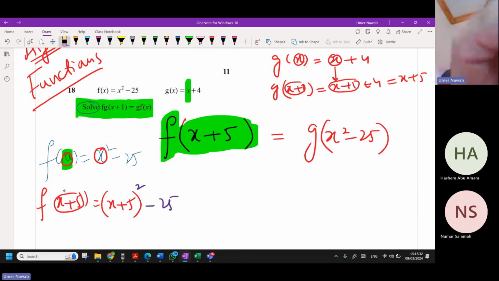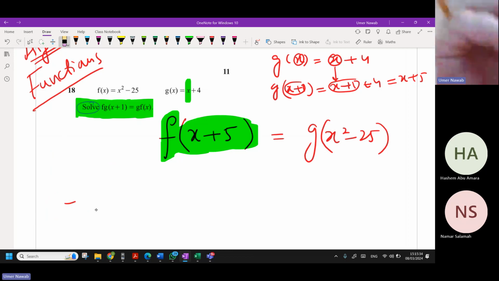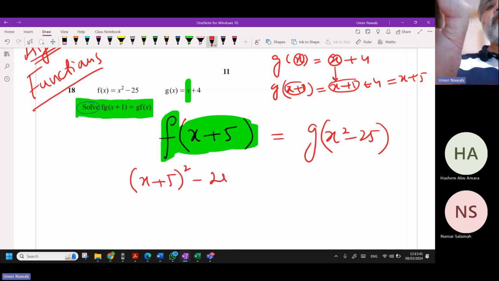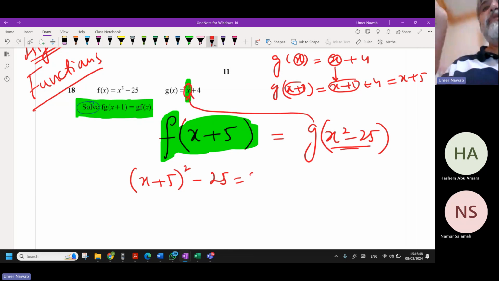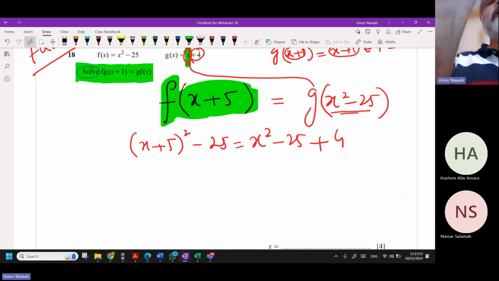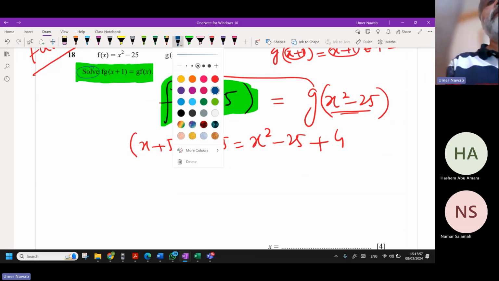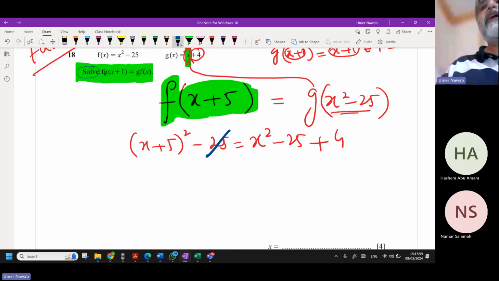So I'm just going to copy now f of x plus 5, Mr. Umar. You should write it as x plus 5 whole squared minus 25. And can I substitute x squared minus 25 in the place of x? Yes. So I'm going to write x squared minus 25 and with plus 4. Got it. Now, Mr. Umar, is it possible for you to cancel this minus 25 with minus 25 on the other side, because both have the same signs? So I can cancel them.